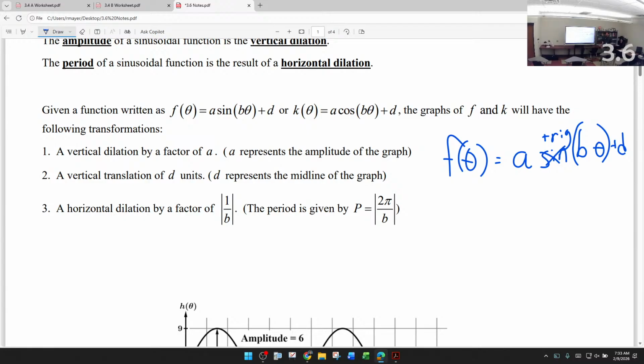Okay? And so that's like the parent, if you will. Kind of the parent. And so that's why they have two of these things right here. F theta equals a sine b theta, and then they did k theta, I don't know why, a cosine b theta plus d. So both of these have an A, they have a B, and they have a D. They have a C too, but that's halfway through the lesson.